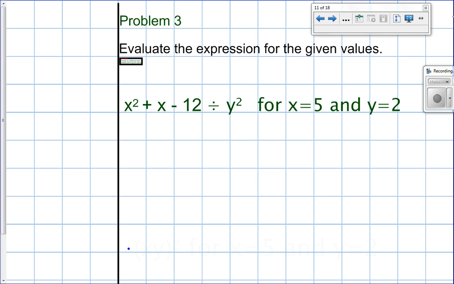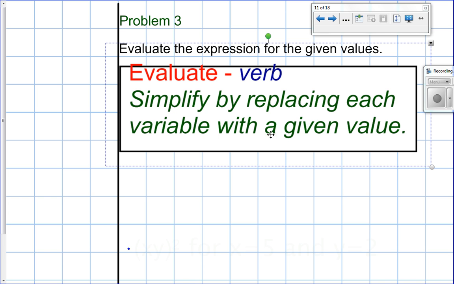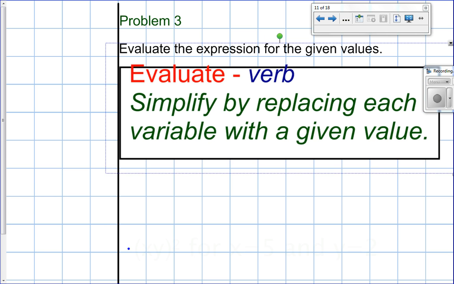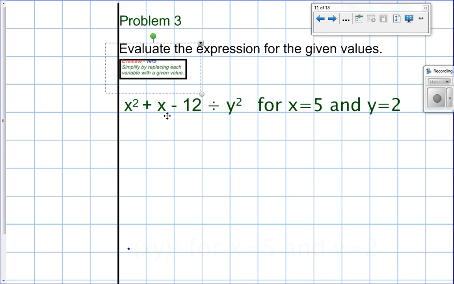Alright, to evaluate an expression, the word evaluate means to replace each of the variables with a given value or a given number. So in this problem, x squared plus x minus 12 divided by y squared, you're going to replace the values of x with 5, and you're going to replace the values of y with 2. The biggest piece about this problem that most people mess up on is this. Each time you see a letter, what I'd like you to do is replace it with the number, but you're going to put it in parentheses.